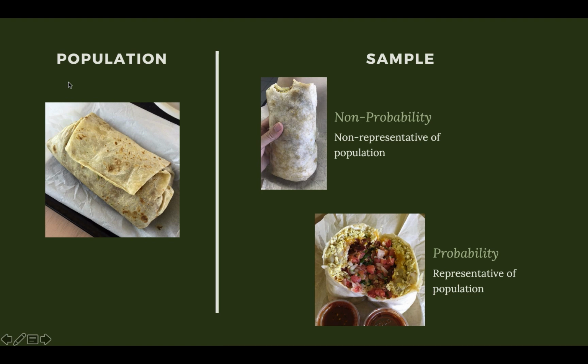A probability sample would be representative of everything that's in the burrito. Here we see a cross-section of the burrito, sliced right from the middle. When you take bites of that burrito, it's going to look like this. So this is a better example of what we're doing in probability sampling. We want it to look very close to the mixture that's in the population burrito.